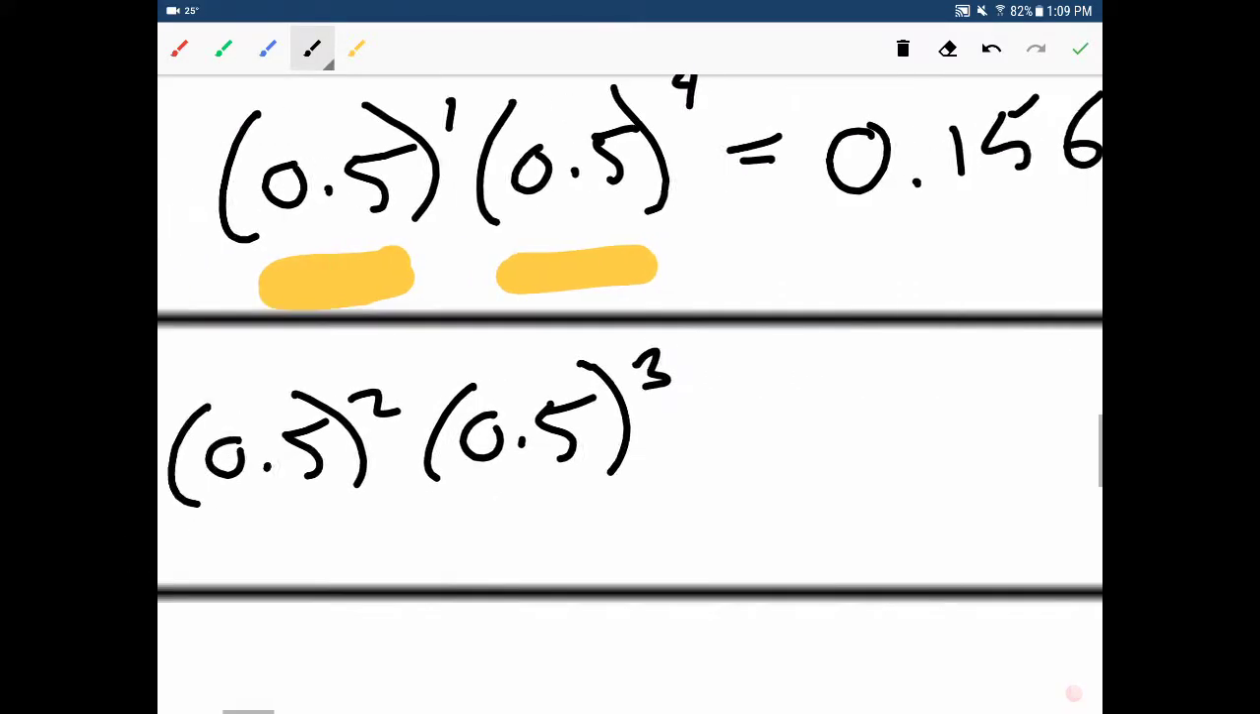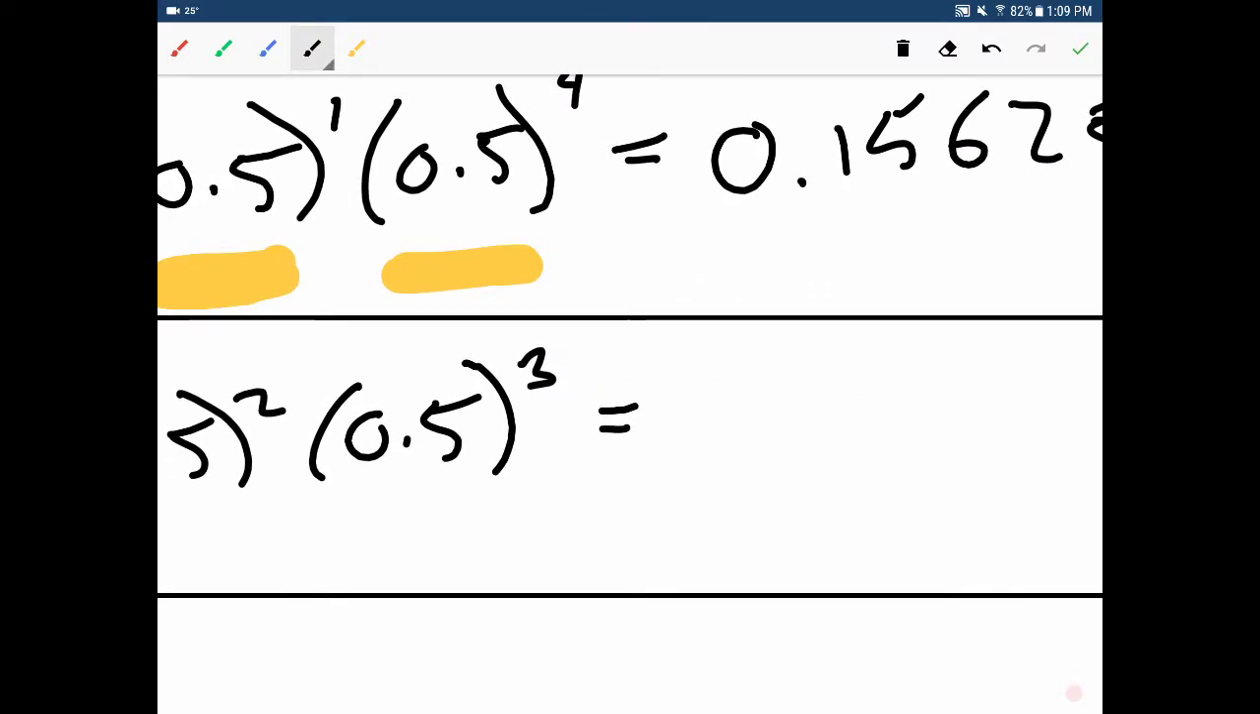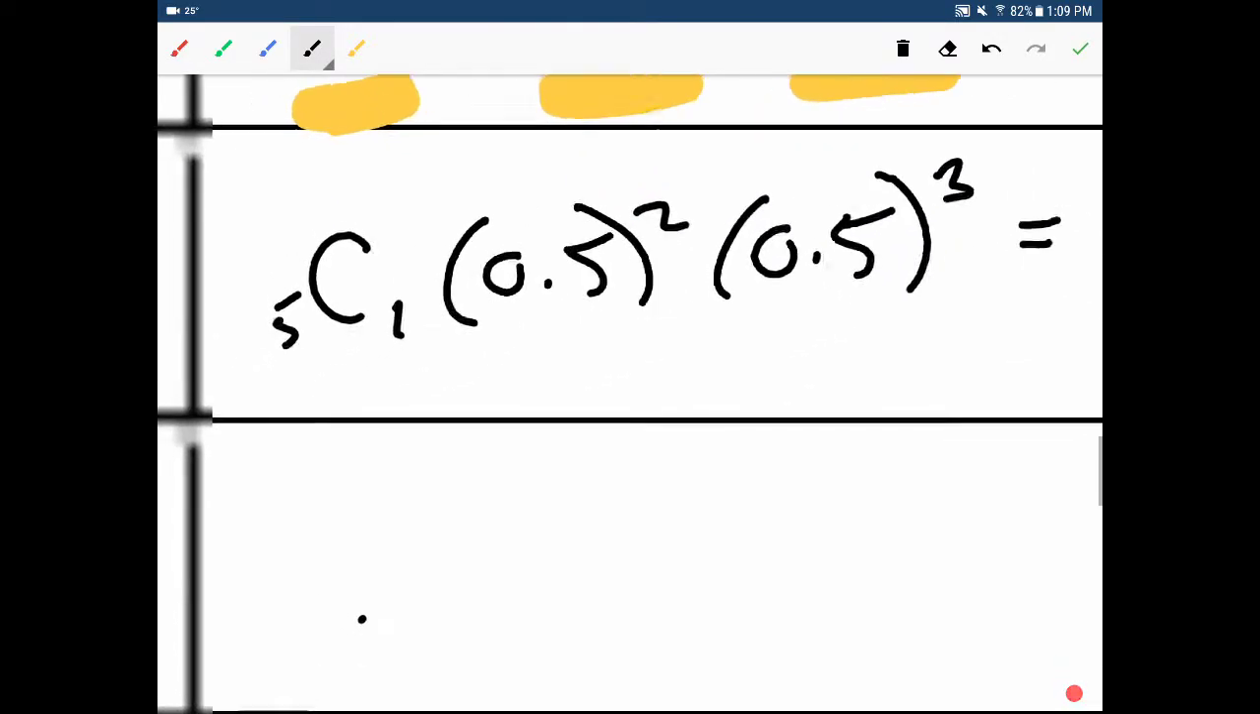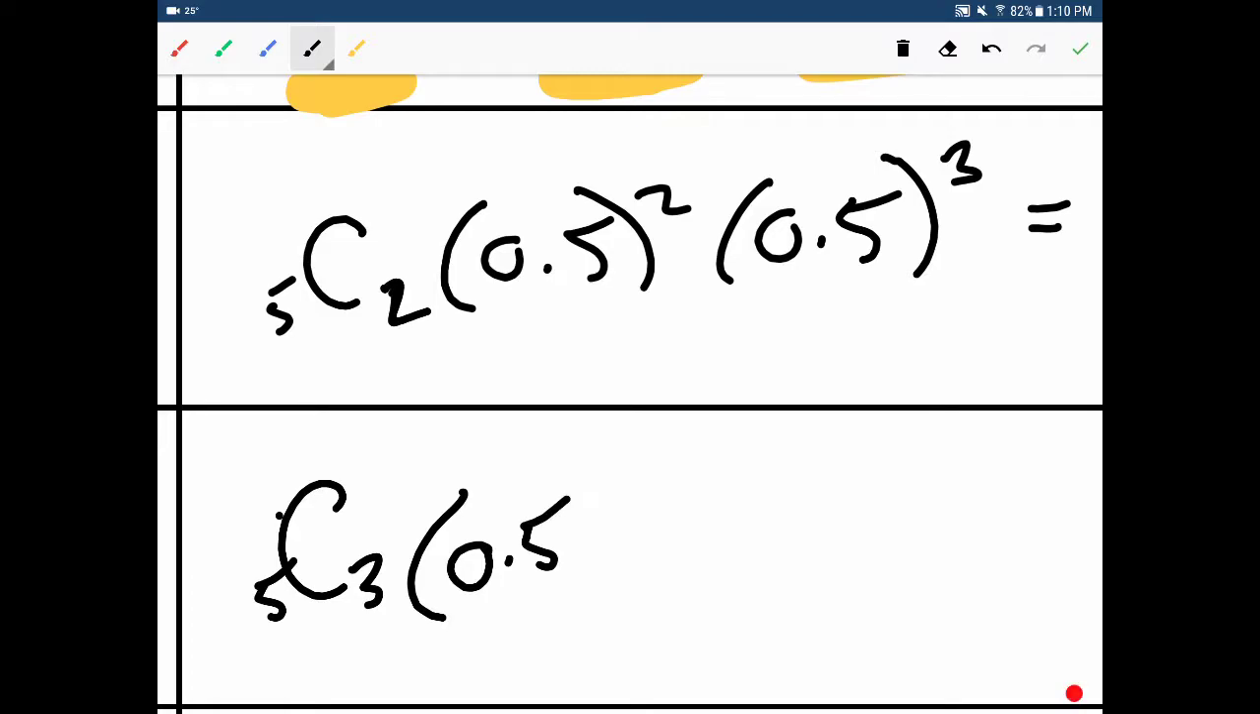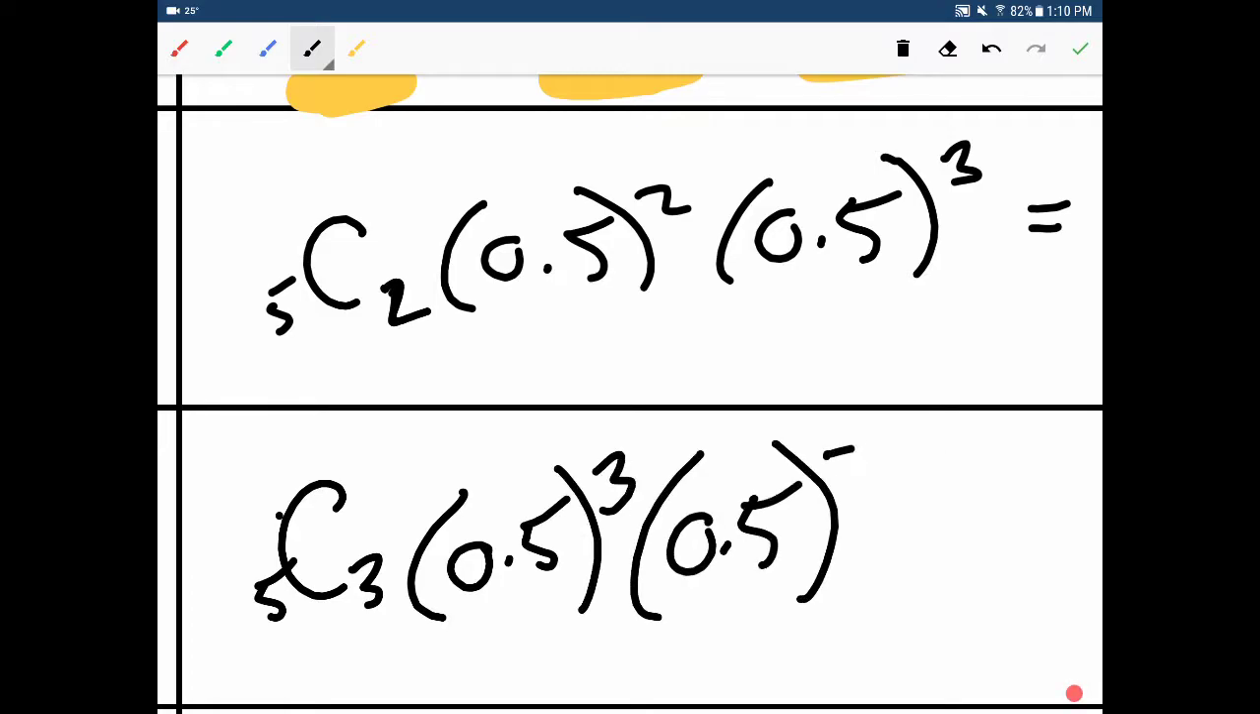Remember that those exponents must always add up to the number of trials. If they don't, then you have made a mistake. So we got 0.15625, or 5/32... So then we got 5 choose 3.